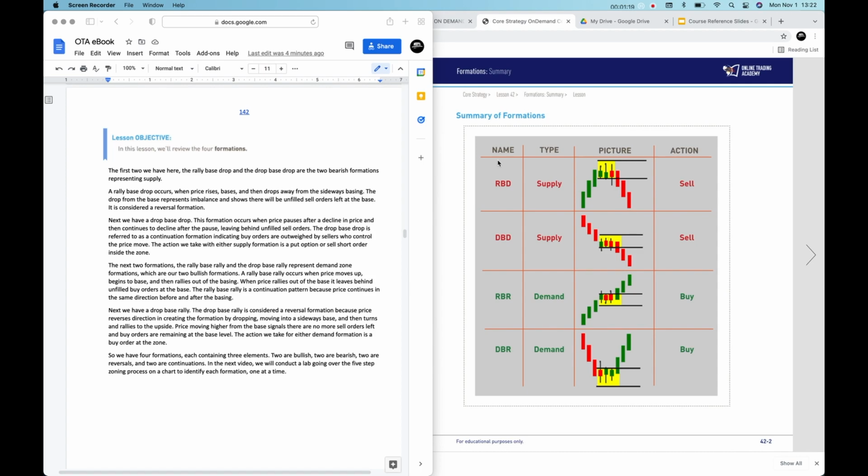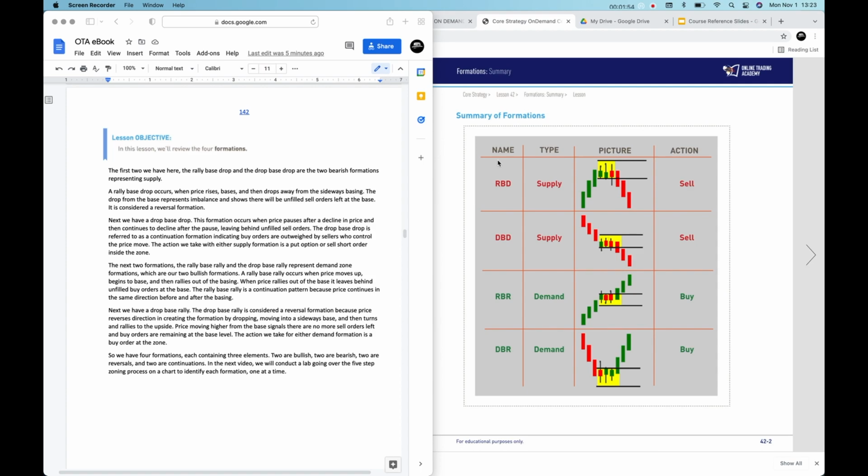So if we go through each one of these, the first one on top, you have a rally-based drop. The rally-based drop occurs when price rises, bases, and then drops away from the sideways basing. The drop from the base represents imbalance and shows there will be unfilled sell orders left at the base. This is also considered a reversal formation because price rises, it bases, then reverses and heads the opposite direction.